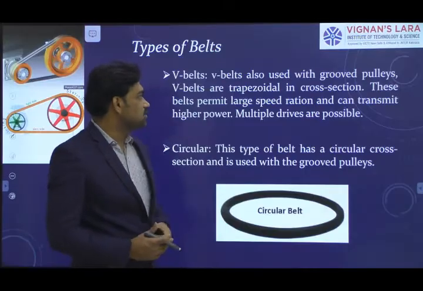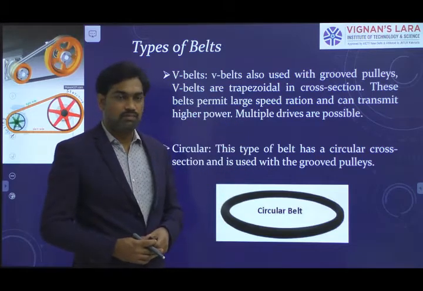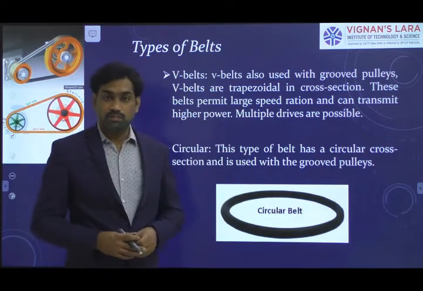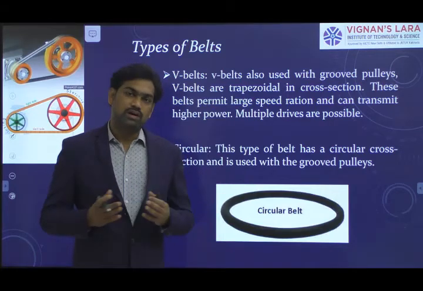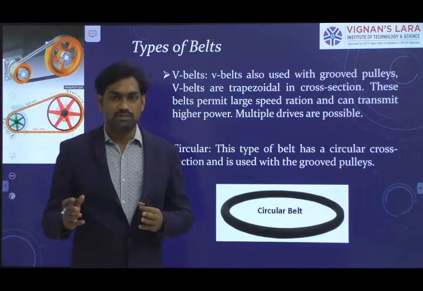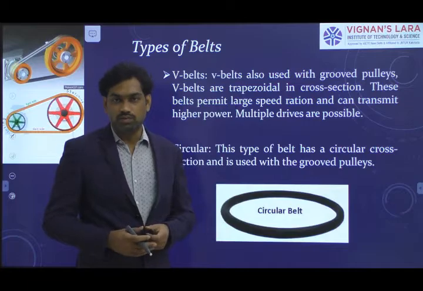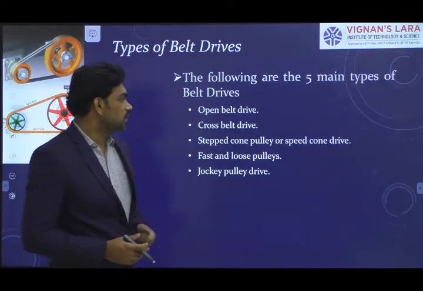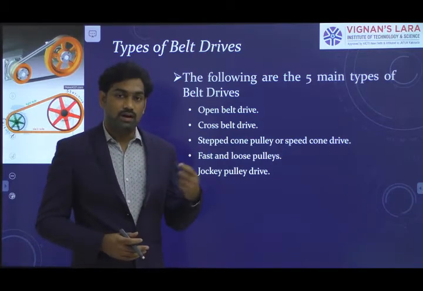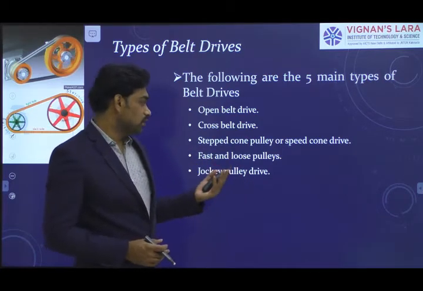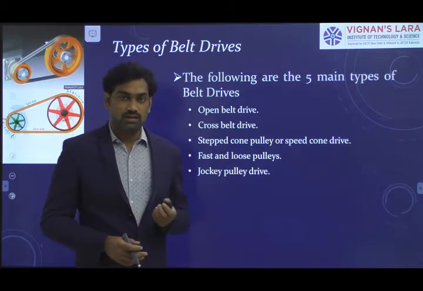The other one is the V belt, which requires grooved pulleys, and higher power transmission with multiple drives is possible. If you want to transmit greater power, you can also use these V belts in multiples. And then this is the circular type, which also requires grooved pulleys. Clear? And coming to the types of belt drives: open belt drive, crossed belt drive, step cone pulley, fast and loose pulley, and jockey pulley drive. First let us see all the types here.